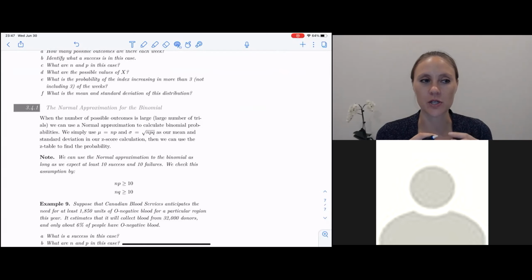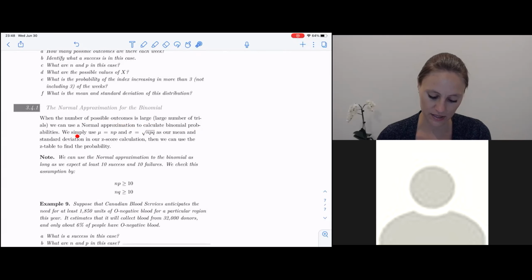Our binomial distribution, remember binomial success failure, starts to morph into a normal distribution, with a mean mu and a standard deviation sigma that we just were able to calculate. That's kind of weird, but also pretty cool, right? When the number of trials is large, we can use a normal approximation to calculate binomial probabilities. So we use mu as n times p and sigma as the root of npq as our mean and standard deviation for z-score calculation.